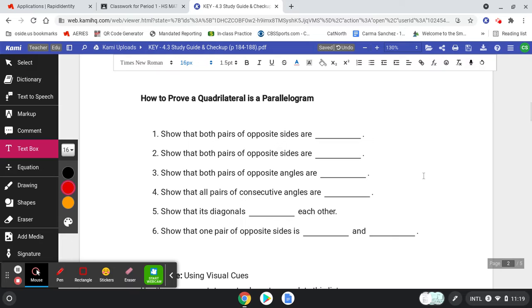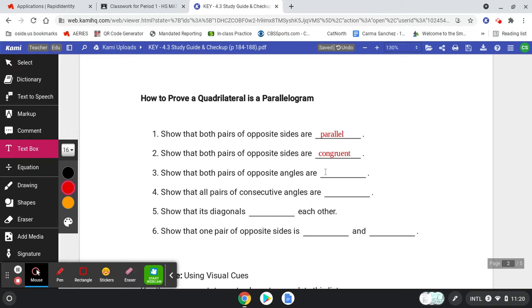How to prove a quadrilateral is a parallelogram. We can use the converse to prove that something is a parallelogram. So we could use the converse by showing that both pairs of opposite sides are parallel. So if we can show that both pairs of opposite sides are parallel, we can say it's a parallelogram. If we can show that both pairs of opposite sides are congruent, then we can say it's a parallelogram.